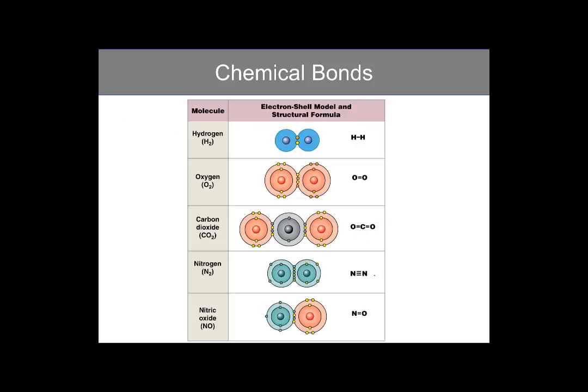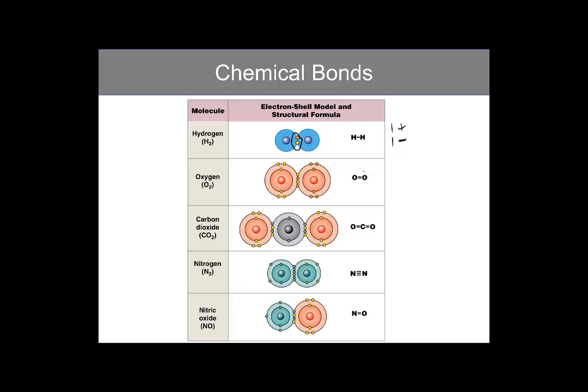Here are some examples of covalent bonds. In the case of hydrogen, hydrogen has an atomic number of 1, so there is 1 proton in the nucleus, 1 electron orbiting, and when 2 hydrogen atoms form a covalent bond, they ultimately share their 1 electron, forming a single covalent bond.